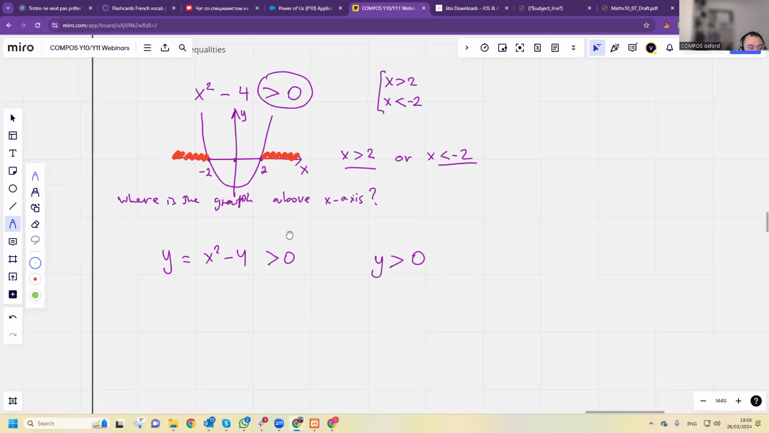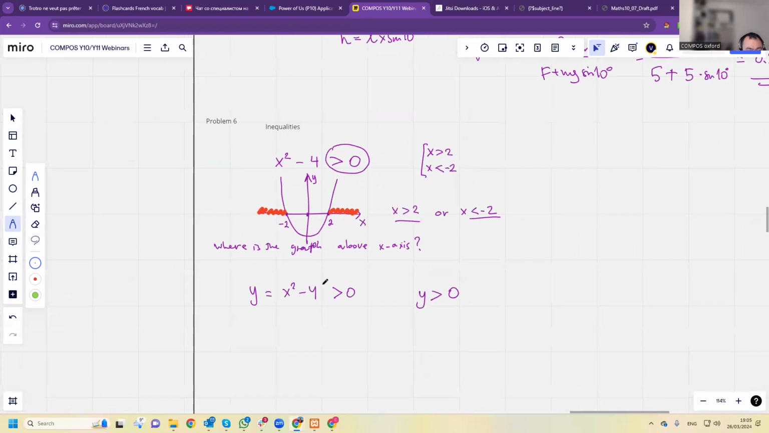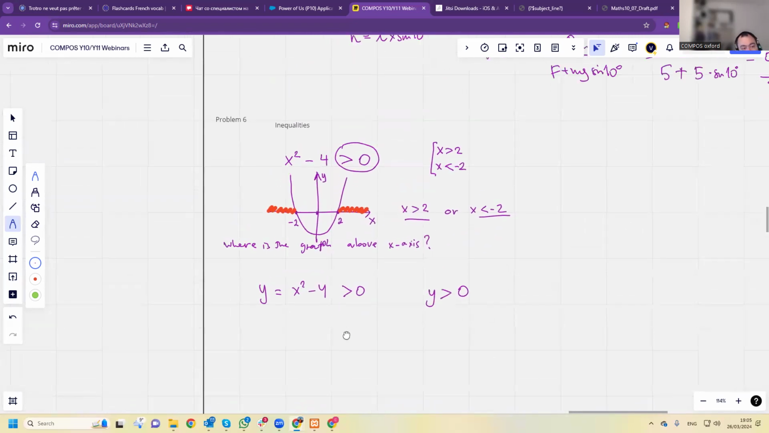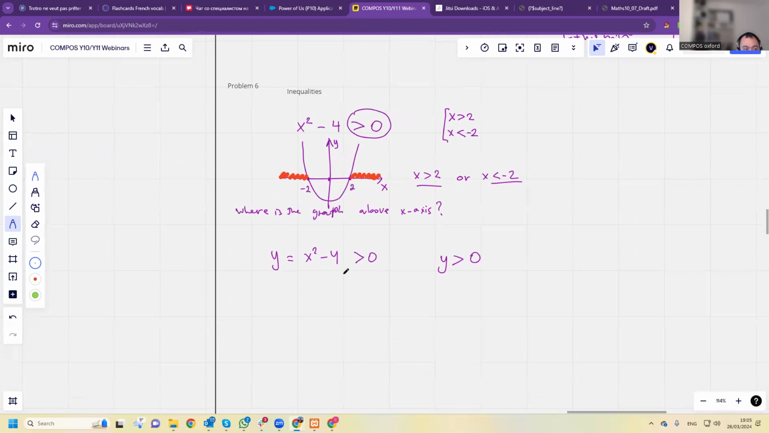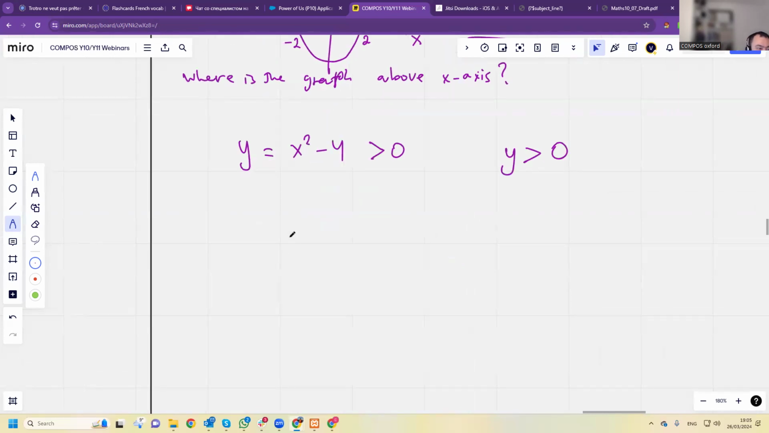So if you can manage to draw a graph, you can solve an inequality straight away. So for example, let's take an inequality. y equals x multiplied by x plus 1 multiplied by x minus 2 multiplied by x minus 3 greater than 0.